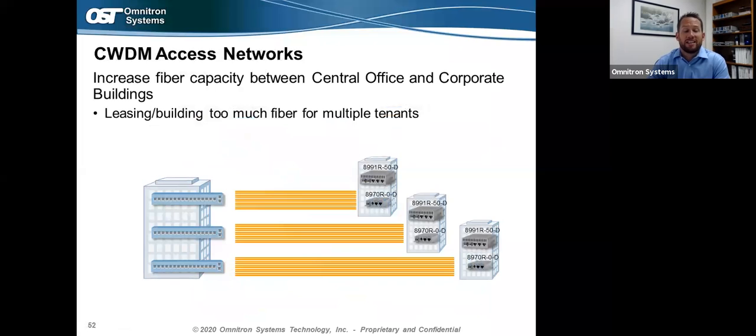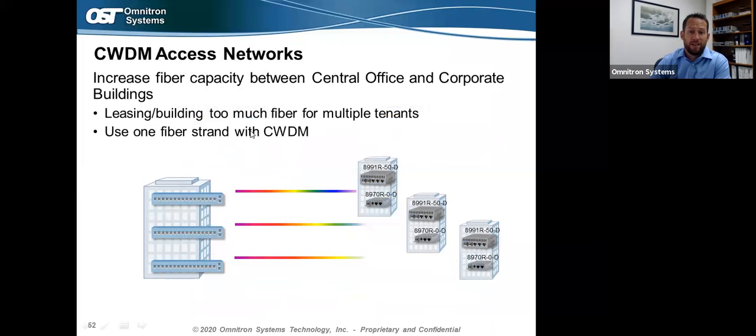CWDM can also be used for access networks and also in enterprise type applications. So again, when you're leasing fiber or providing fiber to subscribers at a building, it's much easier to send all that data instead of having to lease or build more fiber lines to multiple tenants if you can just do it all over one fiber strand.